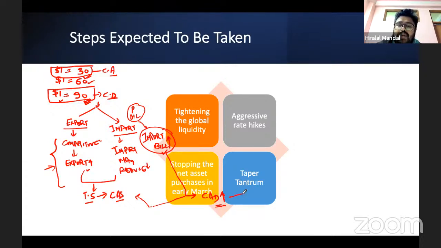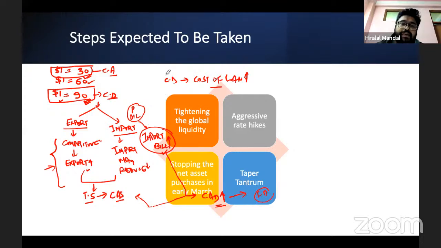And once the current account deficit increases, it has multiple impacts. It will have an impact on the fiscal deficit and on various other things. There are other factors, but this is about the currency. Similarly, if currency depreciation happens, the cost of loans will increase. The cost of loans will increase. All right. Why?